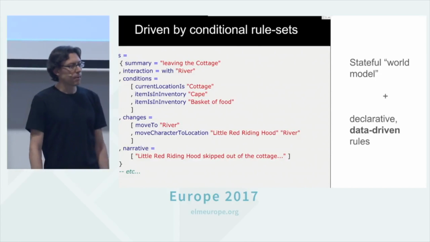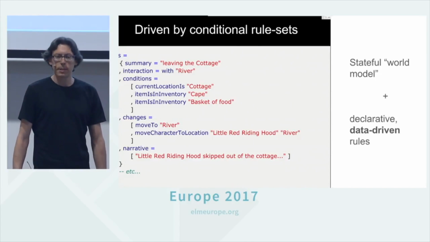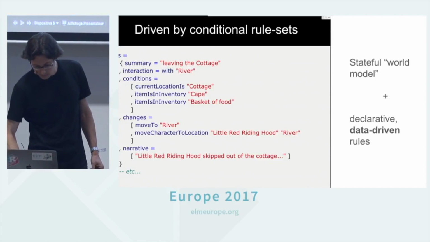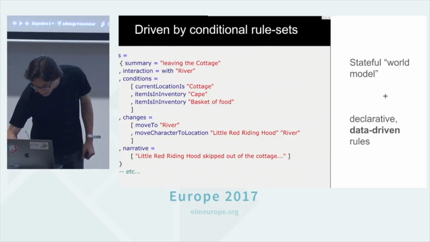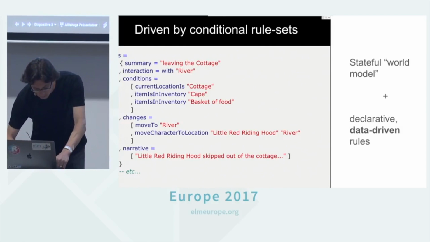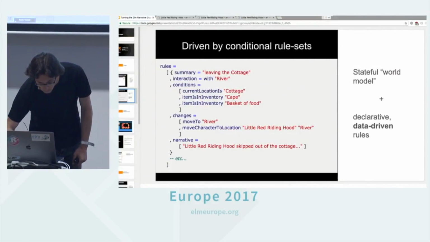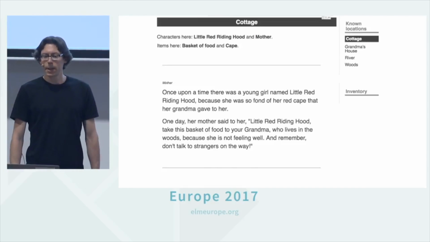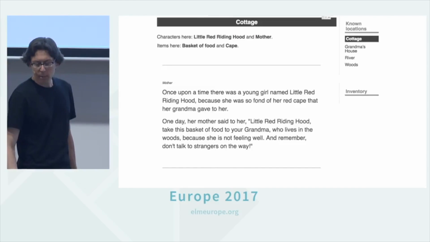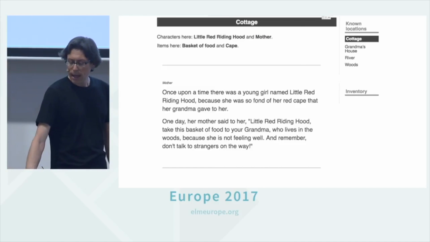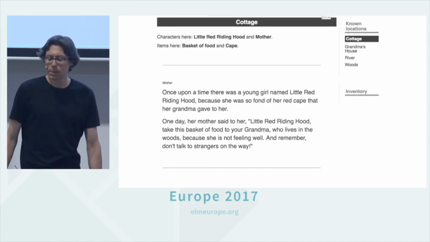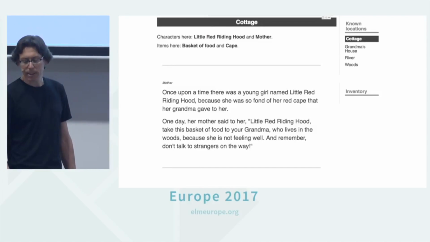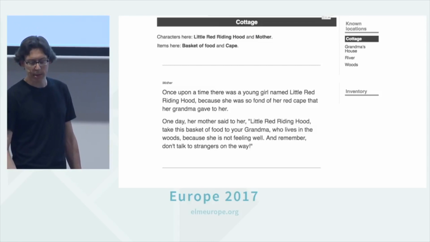And I'm going to give you an example of what one of the stories from the first iteration of the engine looked like. This is what every single game from the first iteration of the engine would look like. At the top is the current location where you are, and you can see the different characters and the items that are in that same location with you. These are the locations that are known, and there's an area for inventory, and the story plays out down here.